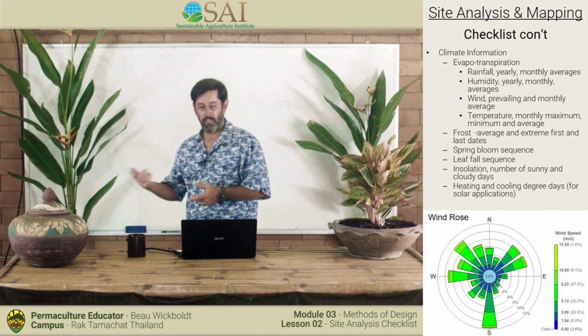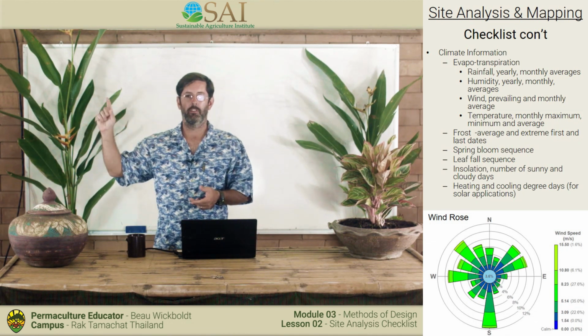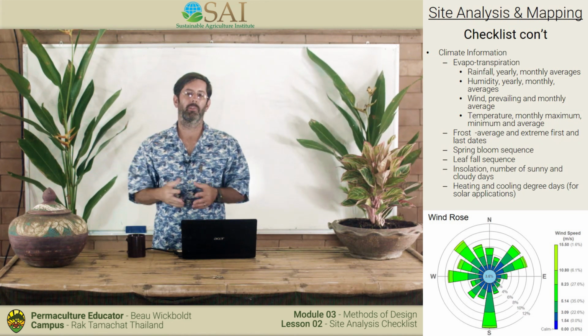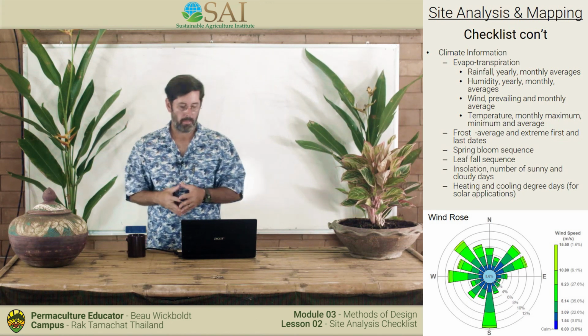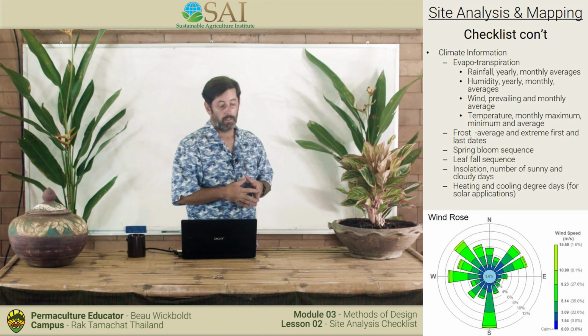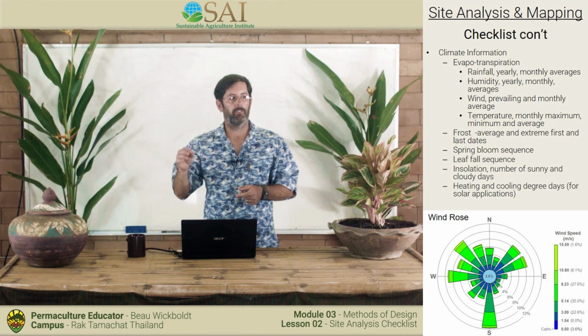Monthly maximums and minimums and averages, right? So what's the max, the min, and the average temperature on your site? That's going to help you plan your crops so that you can put them in at the right times. Frost. What's the average and the extreme first and last dates of your frost events?